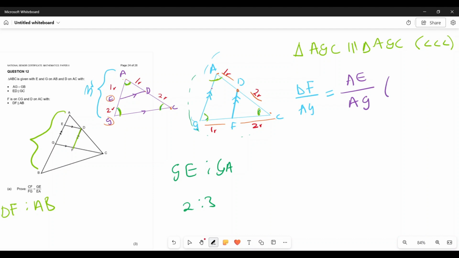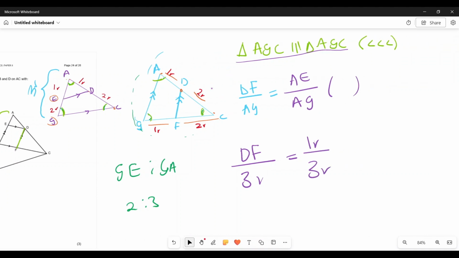And why is that? Because of the similarity. These two triangles are similar to one another, right? So by the similarity theorem, as a result, I'm trying to determine my DF over my AG, which is 3r, and this is equal to my AE, which is 1, divided by my AG, which is 3r.